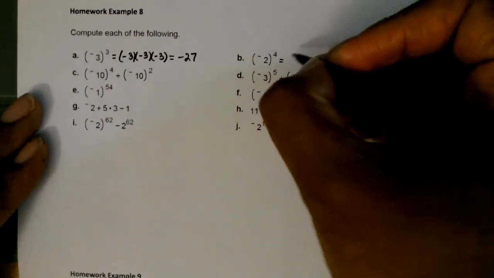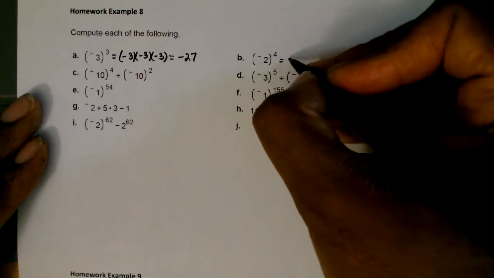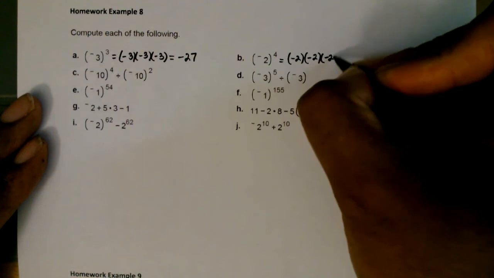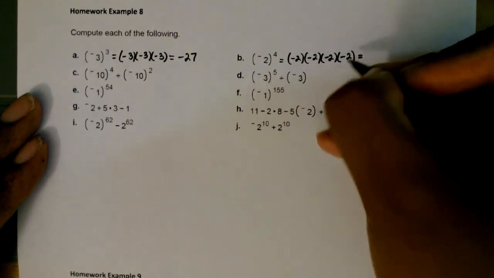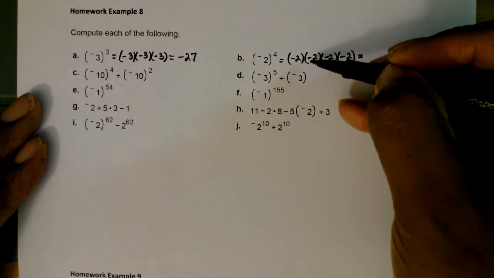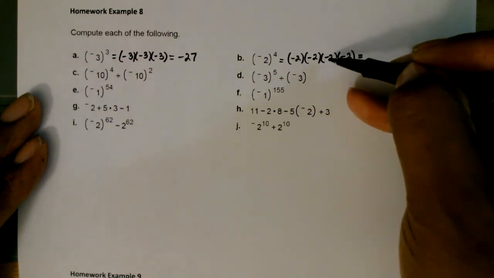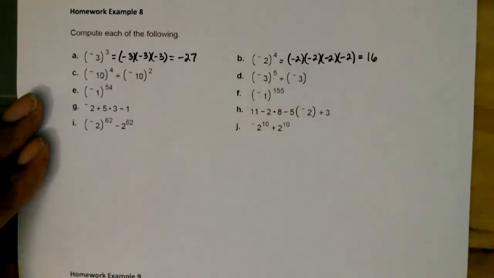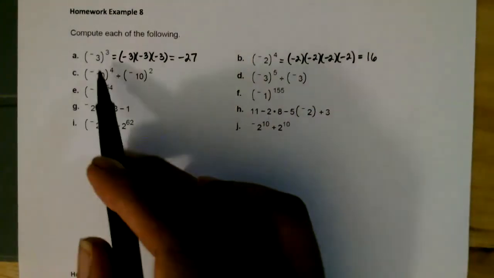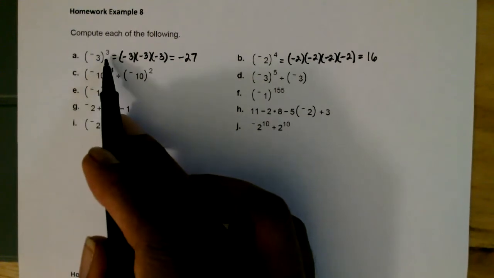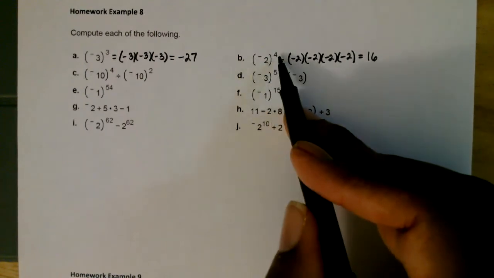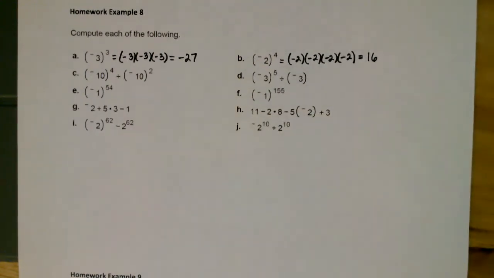Okay. Part B, negative 2, and that's raised to the 4th power. Think of that as negative 2 times negative 2 times negative 2 times negative 2. Well, negative 2 times negative 2 will be 4. 4 times the negative 2 will be negative 8. Negative 8 times negative 2 will be 16. So with part A, I'm raising a negative number to an odd power. That will always give me negative. Whereas in part B, I'm raising a negative to an even power. That's going to end up being positive.